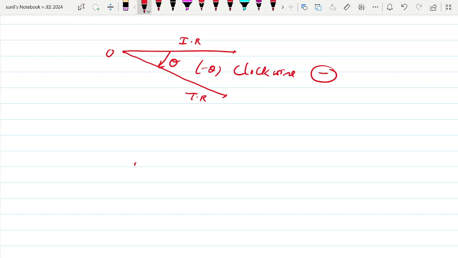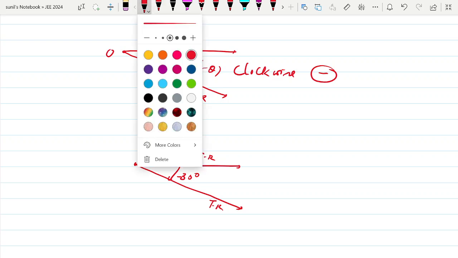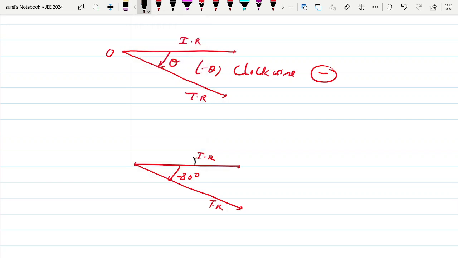Now let us have some discussion. Suppose this is my angle, say 30 degree, minus 30 degree. This is my initial ray. This is my terminal ray. Now we can obtain this terminal side of the ray either by using clockwise rotation or by anti-clockwise rotation also. So see that if I take this rotation, then what is the absolute measure of this angle? The absolute measure of this angle is 360 minus 30 degree.